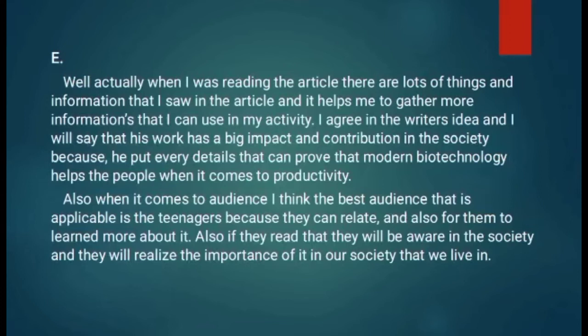productivity. Also, when it comes to audience, I think the best audience that is applicable is teenagers because they can relate and also learn more about it. Also, if they read, they will be aware in society and they will realize the importance of it in our society that we live in.